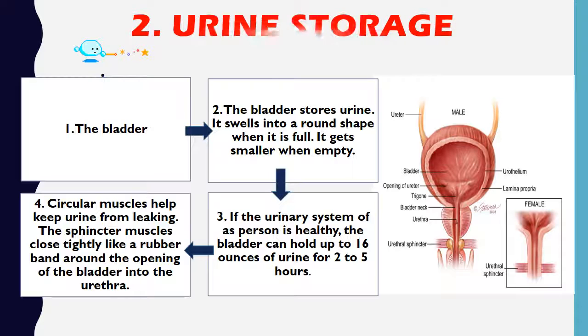Urine storage. The bladder is a hollow muscular organ shaped like a balloon. The bladder stores urine until its accumulation is enough for removal from the body. It swells into a round shape when it is full and gets smaller when it is empty. If the urinary system of a person is healthy, the bladder can hold up to 60 ounces, or 2 cups, of urine comfortably for 2 to 5 hours. Circular muscles, called sphincters, help keep urine from leaking. The sphincter muscles close tightly like a rubber band around the opening of the bladder into the urethra, the tube that allows urine to pass outside the body.